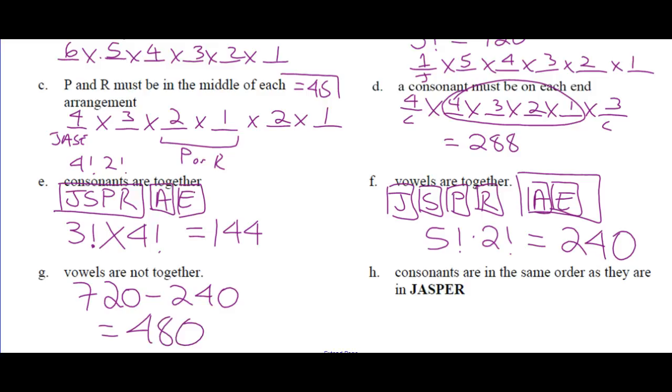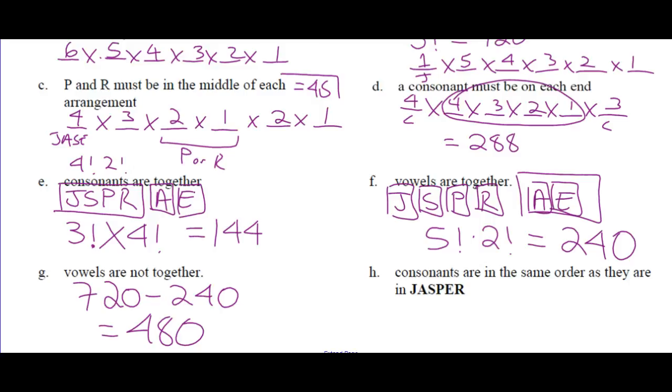To directly count the vowels are not together, you would have to examine a whole pile of different scenarios, right? And it's not worth it. So instead, you look for another way around the question. I know how many arrangements there are without regard to order, 720. Now, how many of those have the vowels together? 240, which means that the rest of them, the vowels are not together, right? Easy.